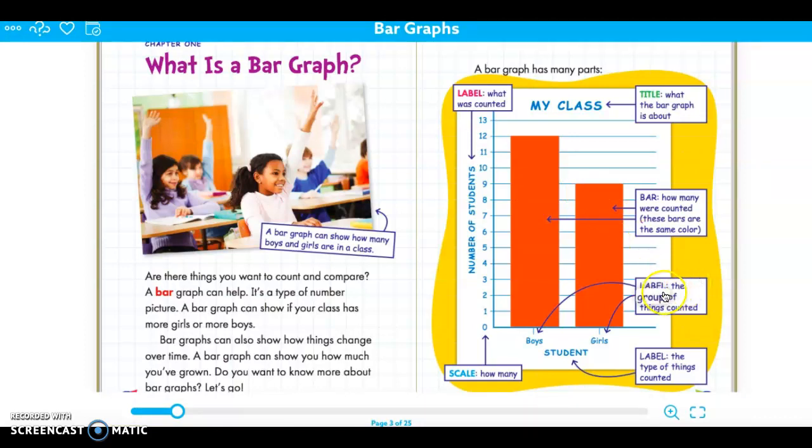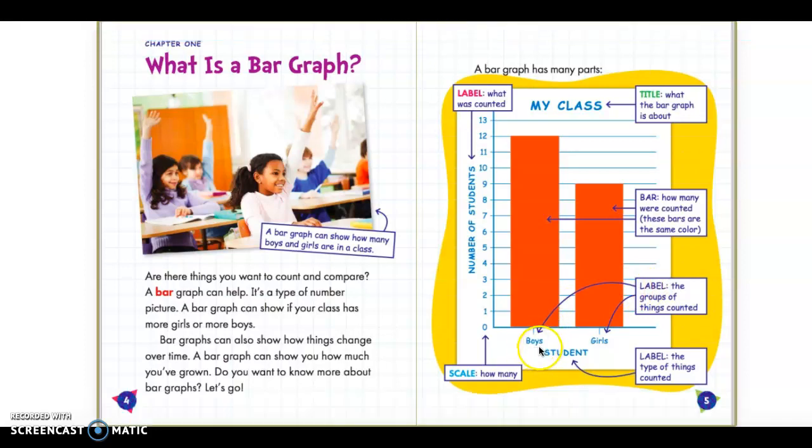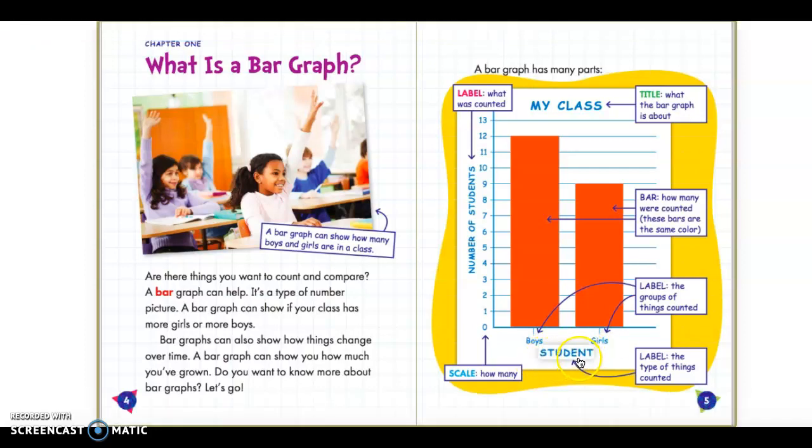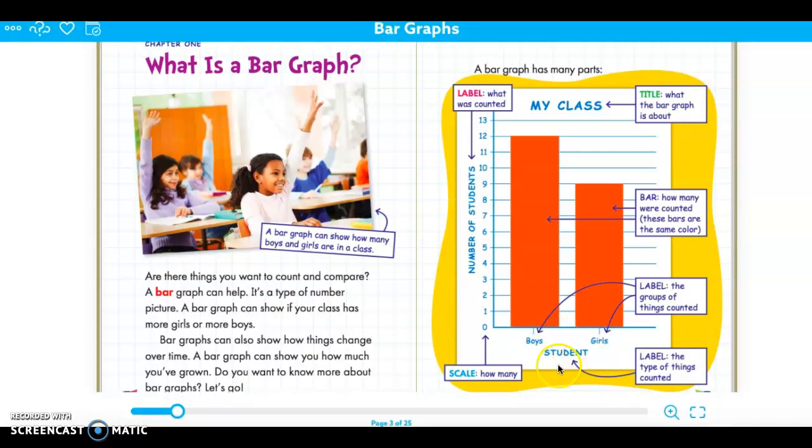The next part of the graph is the label. These are also very, very important when you are making a bar graph. A label tells you what types of things you counted. So in this case, the teacher was recording how many boys were in the class and how many girls. Labels are simple and should usually be about 1 or 2 words. The next part here is the label at the bottom. Down here it just says students. So we were testing to see how many boys and girls there were.